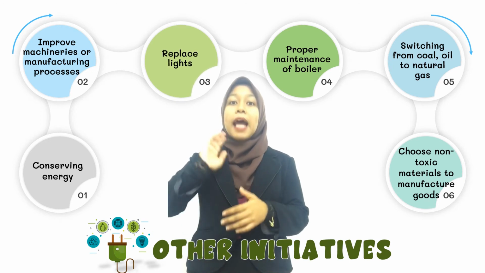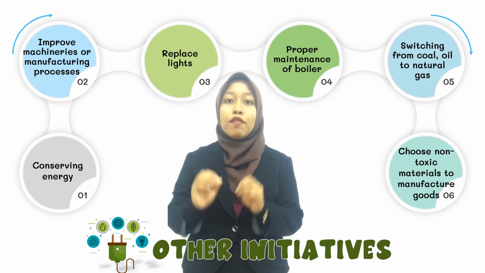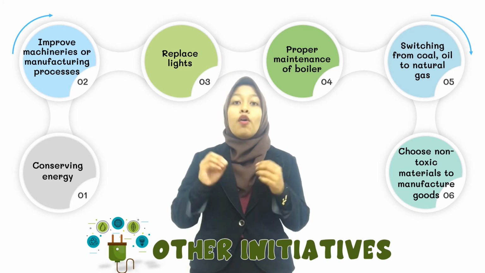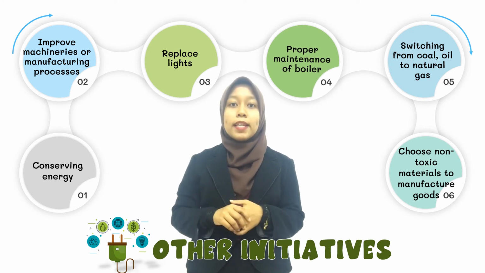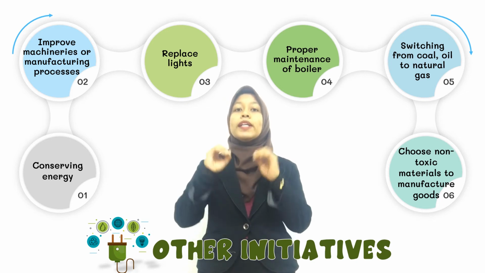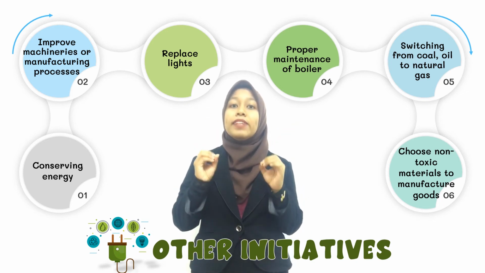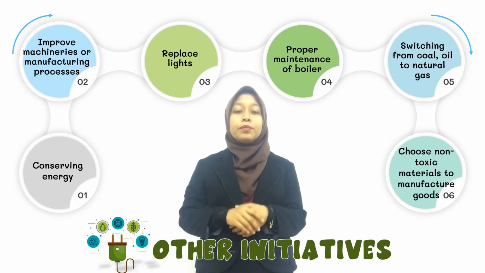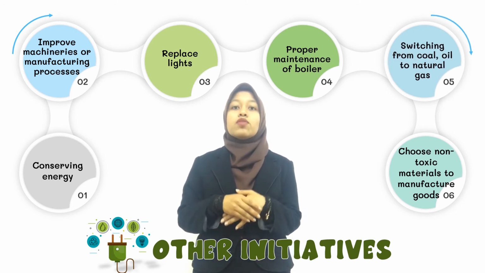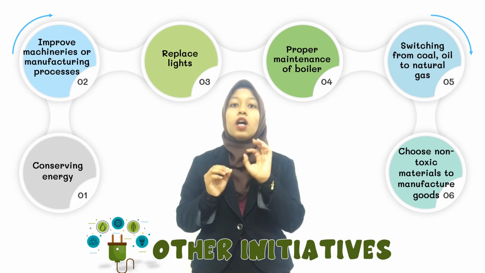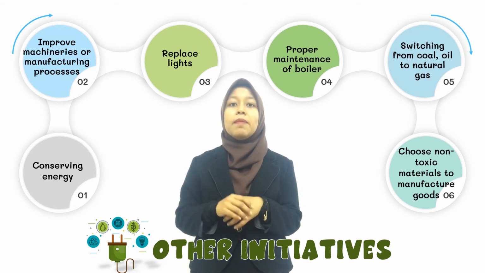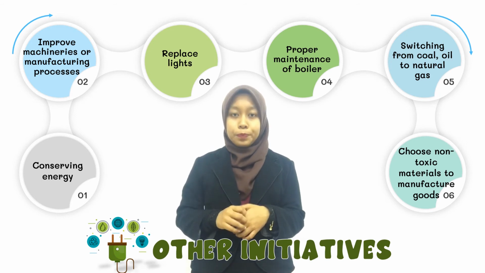Next, firms replace lights in factories with energy efficient bulbs, which can reduce the usage of energy. Firms also have proper maintenance of boilers. For example, blowing dust from surfaces, which reduces excess air, can reduce air pollution from industries. Next, factories also switch from coal and oil to natural gas. This also can extend plants' life by eliminating corrosion from fuels.